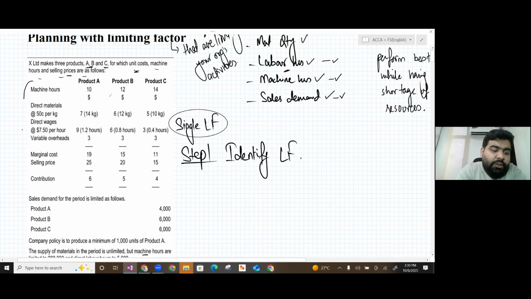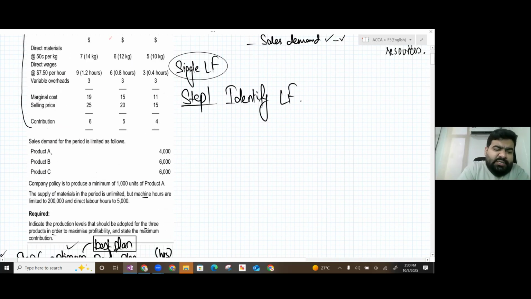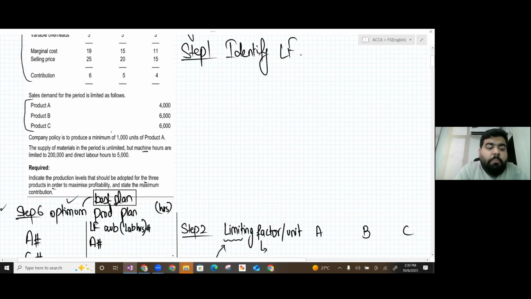So they have given you all the data for the products A, B, and C. Sales demand for the period is as follows. Sales demand is also given for A, B, C as units: 4,000, 6,000, and 6,000. Company policy is to produce a minimum of 1,000 units of A. So it's a company policy, you have to make minimum 1,000 units. We'll see what the issue of this 1,000 units is in the question.